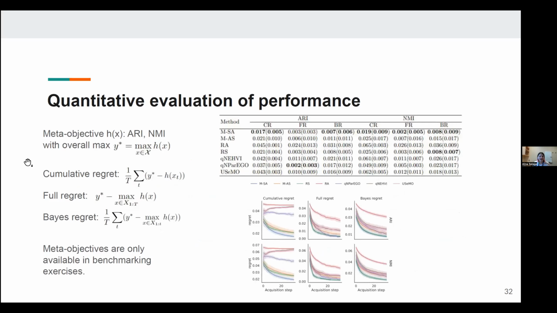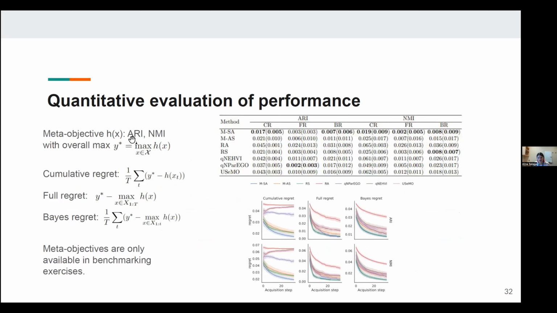Okay, and yeah, so for the quantitative evaluation of our performance, we also constructed 3 regret-based metrics. We decided not to use the hypervolume improvement as our main evaluation because in our setup, some of the objectives are not useful. So it doesn't really map exactly to our scenario. So we just, again, still used our meta objectives, and I denote them as HX.